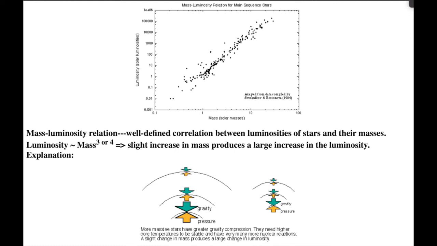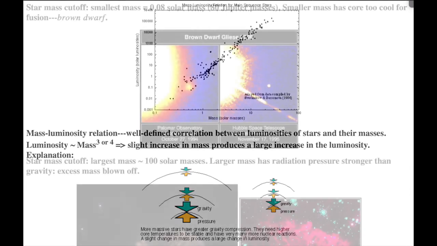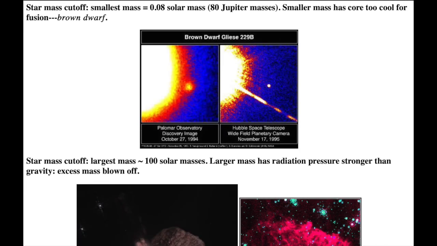The nuclear reaction rate is very sensitive to temperature, so that even a slight increase in temperature makes the nuclear reactions occur at a much higher rate. This means that a star's luminosity increases a lot if the temperature is higher. This also means that a slight increase in the mass of the star produces a large increase in the star's luminosity. The star structure models also explain why there is a star mass cutoff at the low end, with the smallest star being just 8% the mass of the Sun.